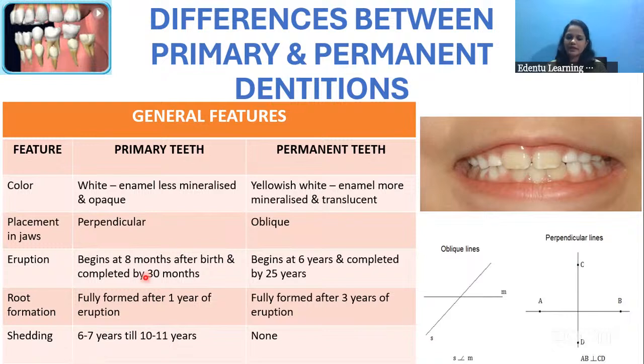Now, if you look at the shedding, likewise, as we said, the primary teeth are usually shed from 6 to 7 years of age, and shedding continues until 10 to 12 years. Whereas in permanent teeth, there is no shedding. It is a lifelong tooth, we don't shed it.